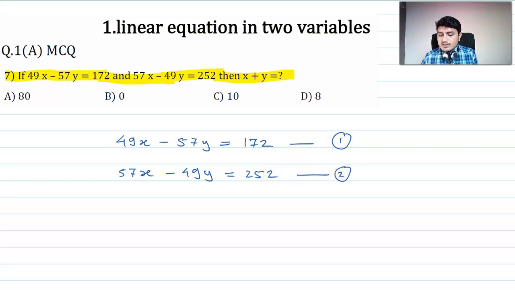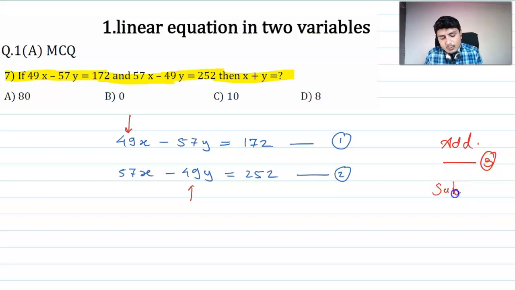Check the coefficients of variables x and y in both equations: they are interchanged. 49 is the coefficient of x in equation 1, while 49 is the coefficient of y in equation 2. The same goes for 57. So once the coefficients are interchanged, what shall we do? To find the values of x and y, we first add the given equations, and call the resulting equation number 3.